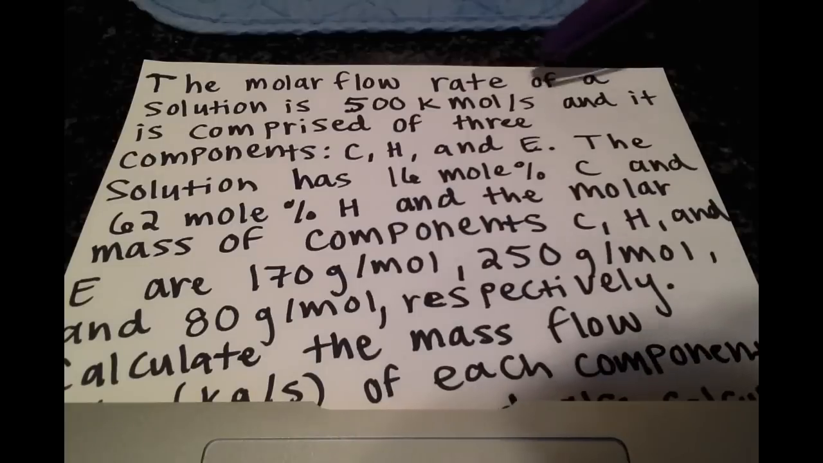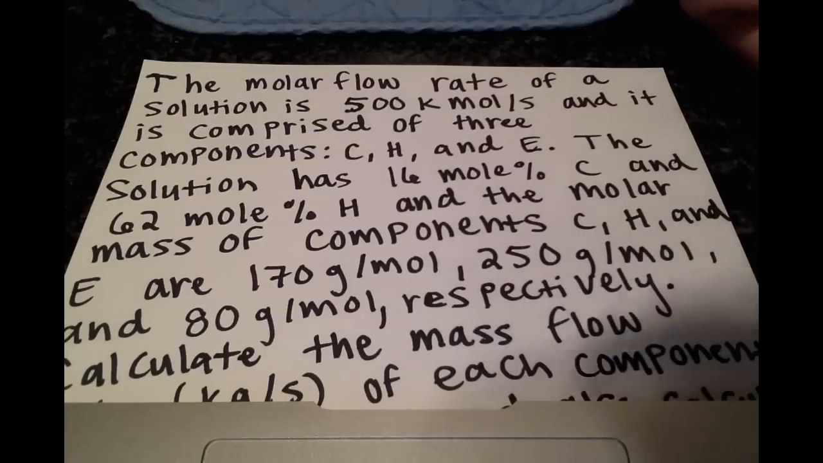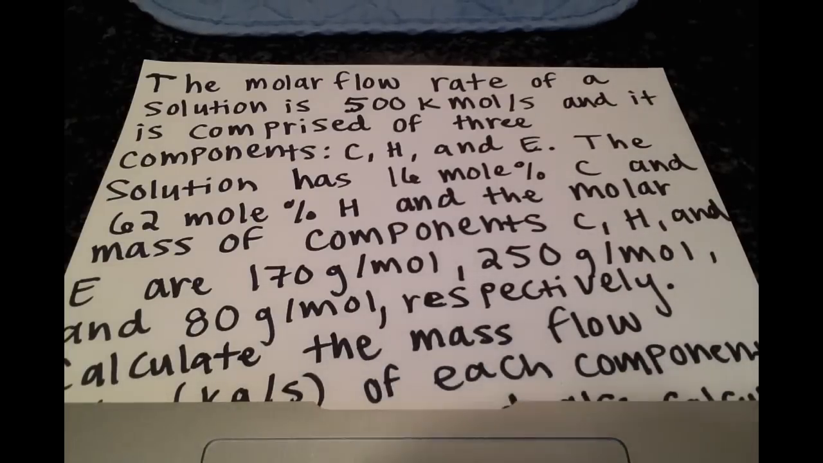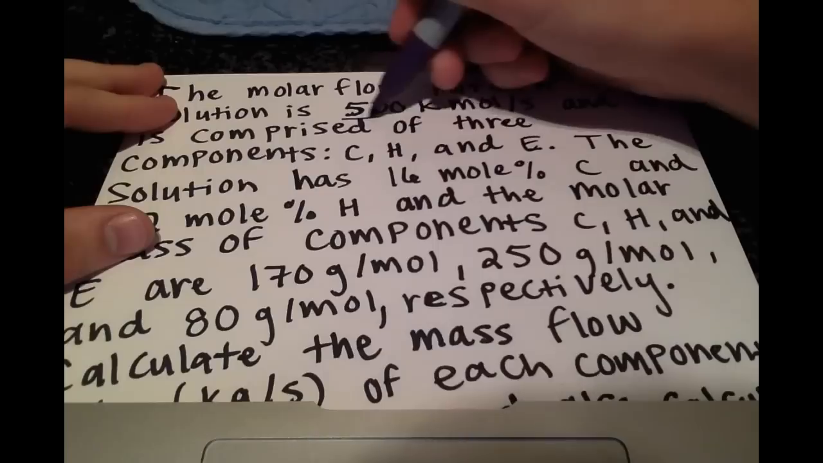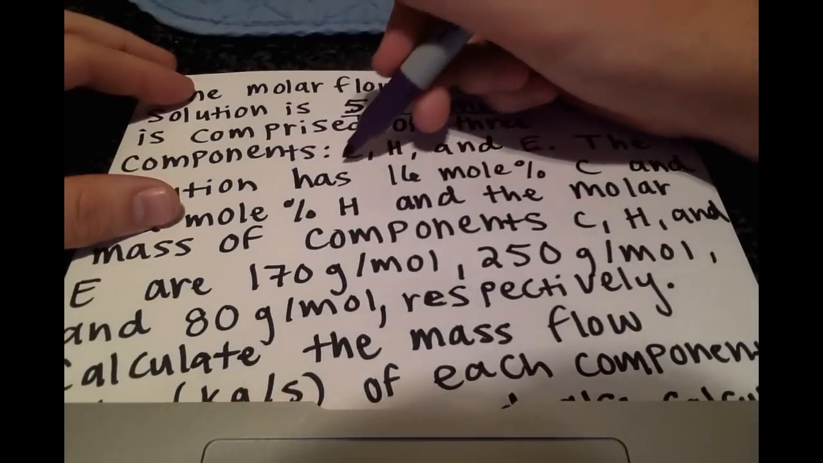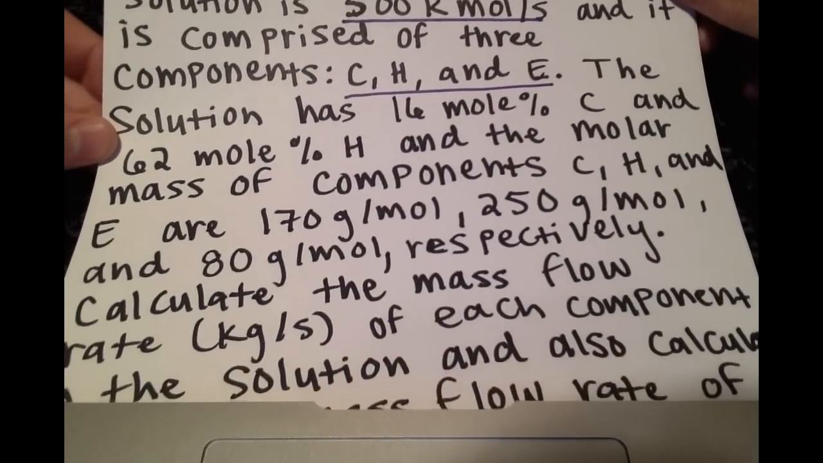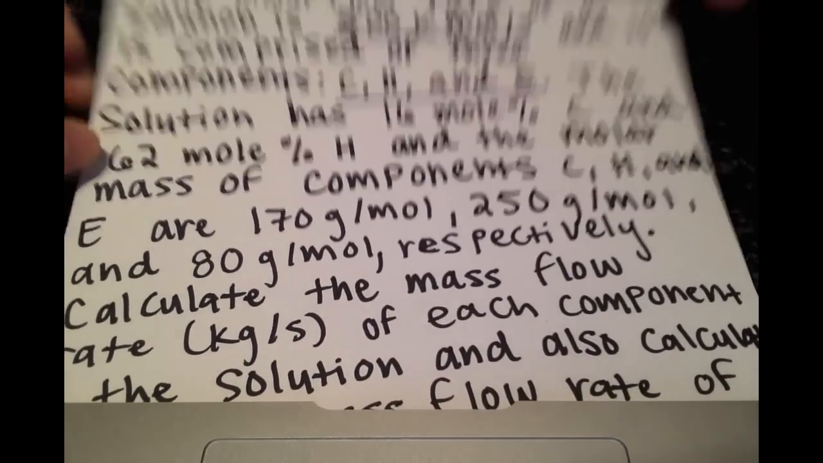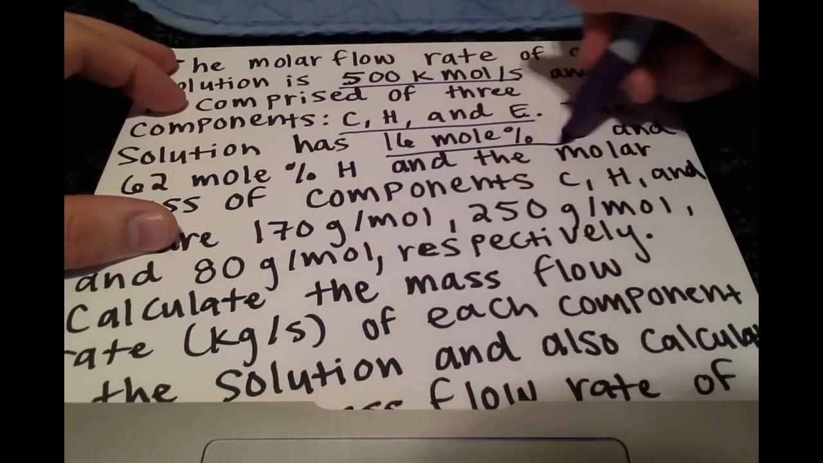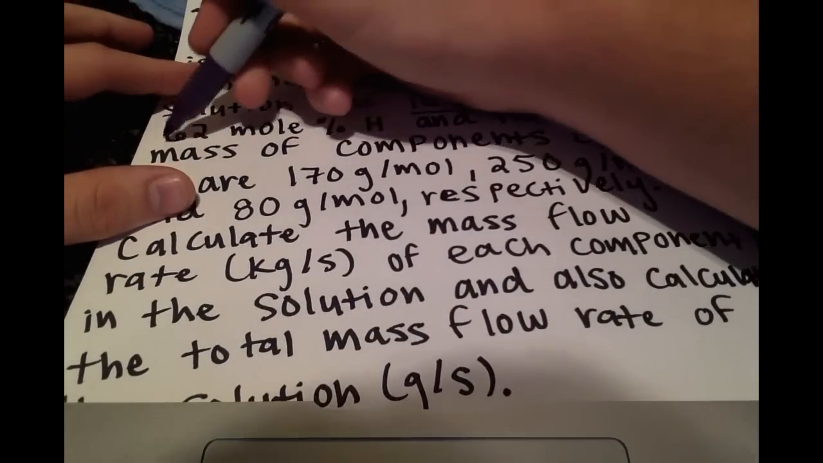So it looks like a lot of words, but I just write really big and it's only 2 or 3 sentences. But let's dissect this and take out the necessary pieces of information. So we have a molar flow rate of 500 kilomoles per second, and it has 3 components, C, H, and E. Okay, and we're given the mole percentage of C, 16 mole percent, and the mole percentage of H.